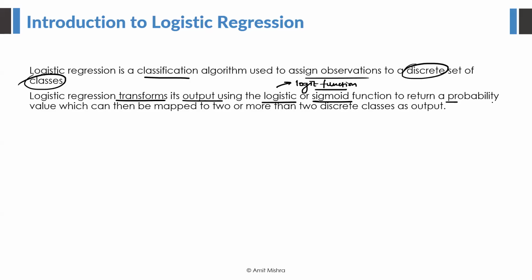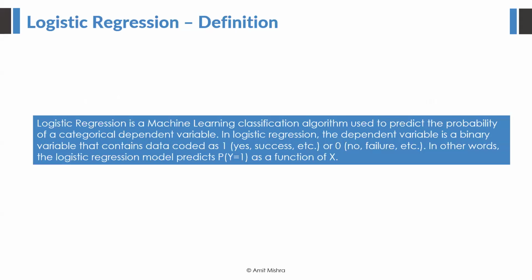It returns a probability value, which can be mapped to two or more than two discrete labels as the responses. Now let's continue here. Definition once again: logistic regression is, again, one of the supervised machine learning algorithms.